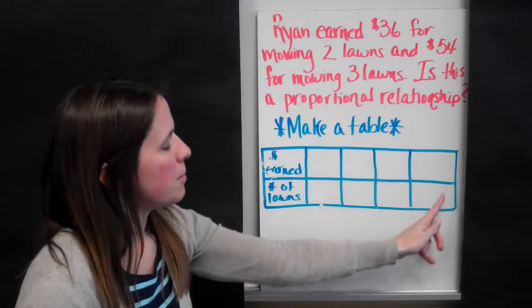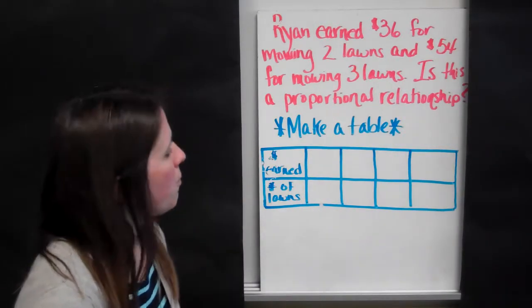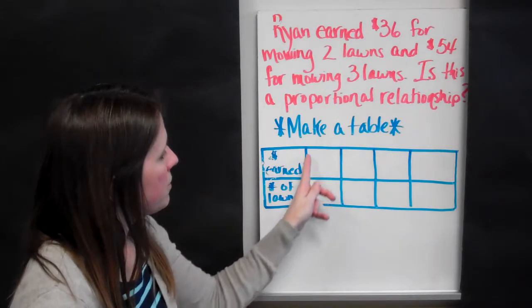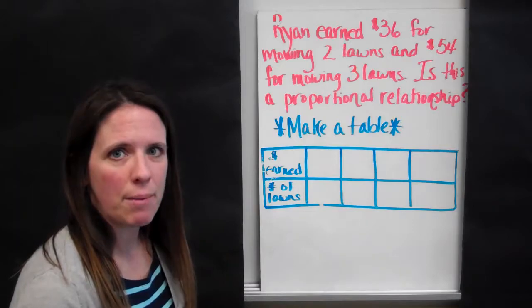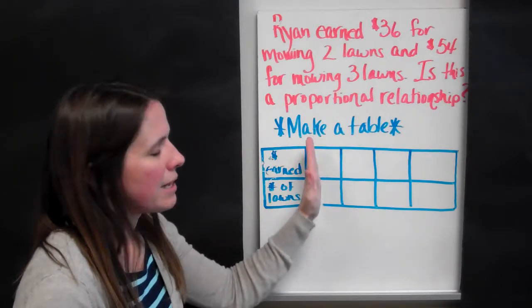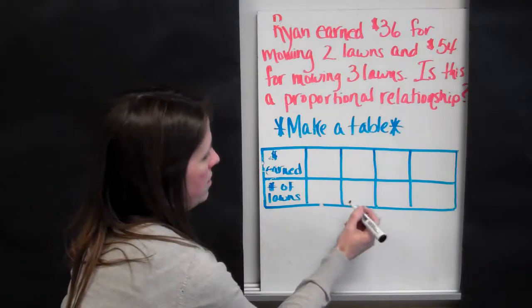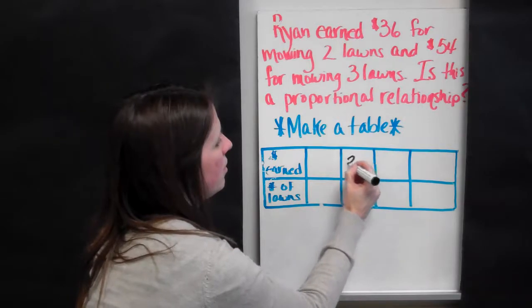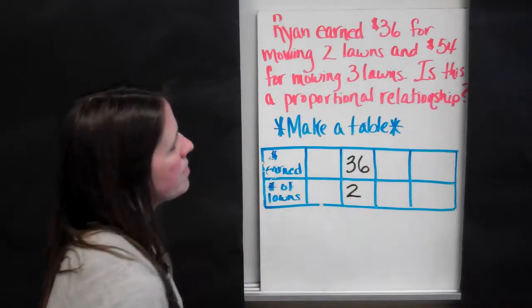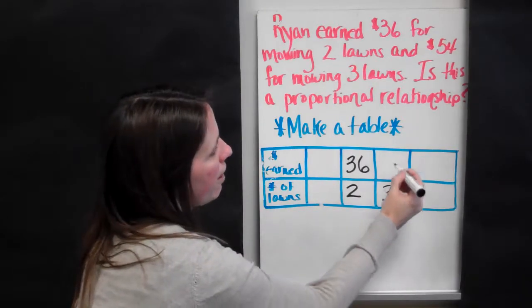So I've made a table and left it blank. I'm going to fill in the information that I know. In this first box, it would make sense to put for 1 lawn how much that is, but we didn't get that in the problem. So I'm going to leave these first 2 boxes empty and move on to the next 2. For 2 lawns, number of lawns goes down here, Ryan got $36. And then for 3 lawns, 3 comes after 2, he got $54.